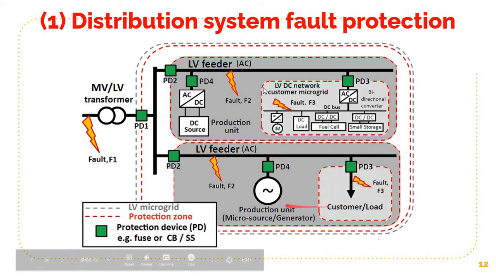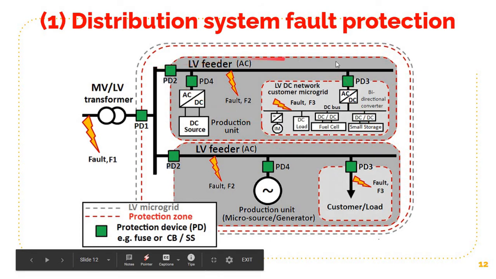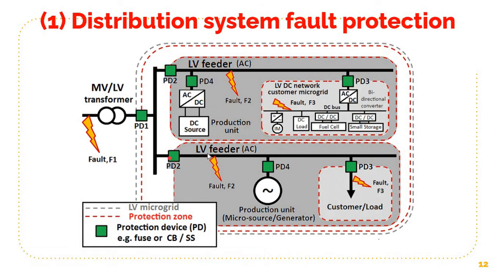This is called the distribution system. You can see there is an LV feeder, an AC feeder, and here another LV feeder, and you can see PD1, PD2, PD4, PD3. All these are protection devices. It can be a fuse or a circuit breaker or a static switch. These protection devices can be opened to isolate a fault or protect the system from a fault.